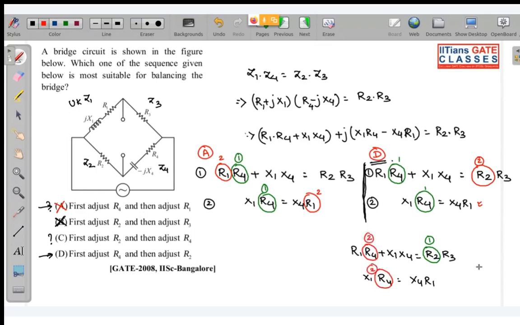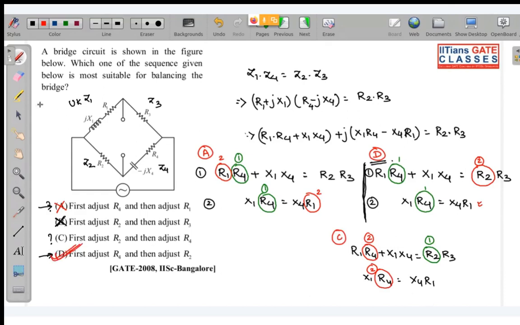So tell me, once you have adjusted this, then you are disturbing both the equations by manipulating R4. So which one is more feasible? Option C or option D? Which one would you like to do? Option D. So that is your answer then. First adjust R4, then adjust R2.